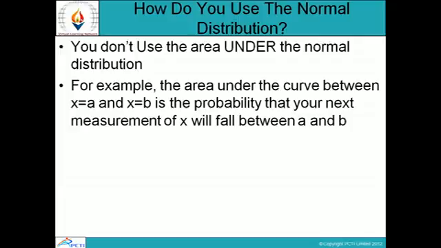How do you use the normal distribution? You use the area under the normal distribution. For example, the area under the curve between x equal to a and x equal to b is the probability that your next measurement of x will fall between a and b.